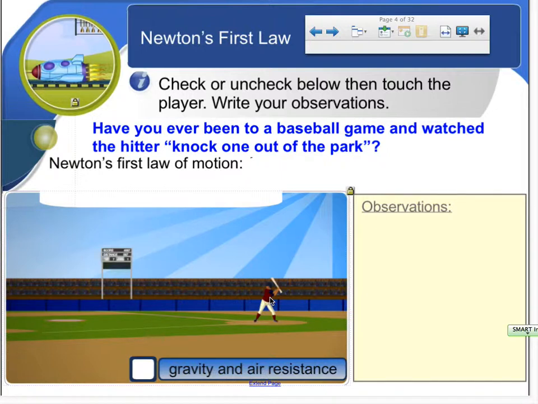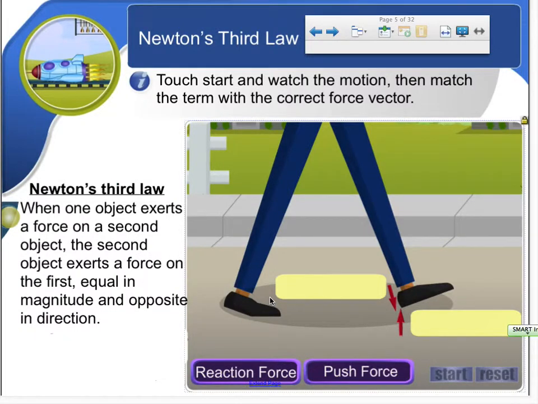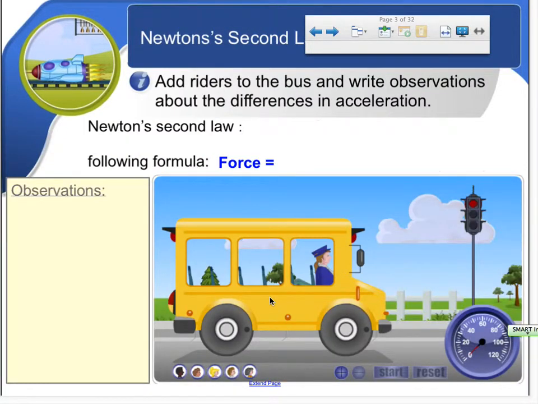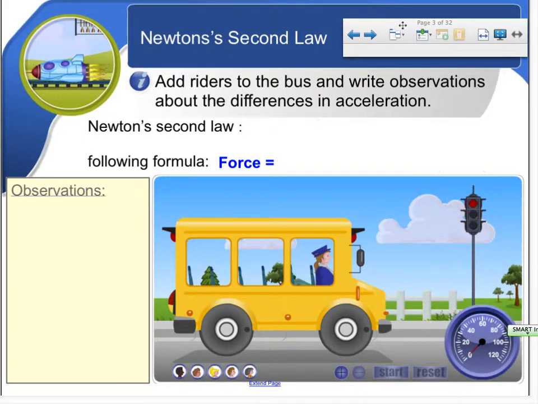Any questions? I'm going to be moving because we're going to be coming to it again, but you should be able to put it in your own words without trying to write my words. Newton's second law. Now try to describe Newton's second law based on what it is that we see here.